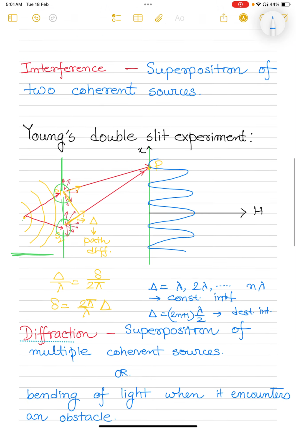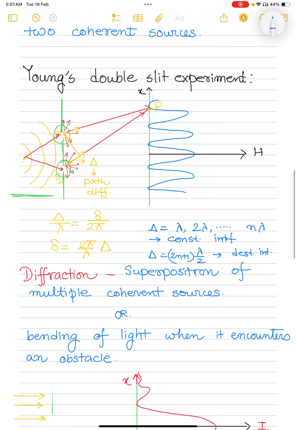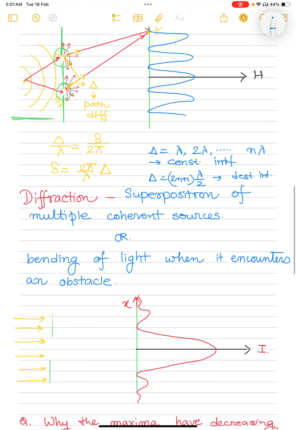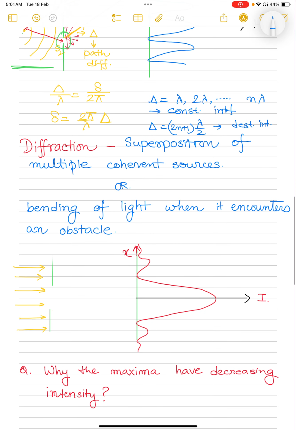Okay, fine. What is diffraction? Diffraction is superposition of multiple coherent sources, or you can define diffraction in another way: it is the bending of light when it encounters an obstacle. So a light ray is coming from infinity, and suppose a parallel light ray is coming. Now every point on this wavefront, this is a wavefront and this is a hole, is going to behave like a point source.